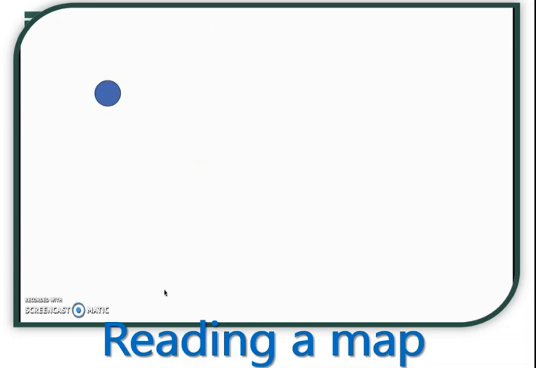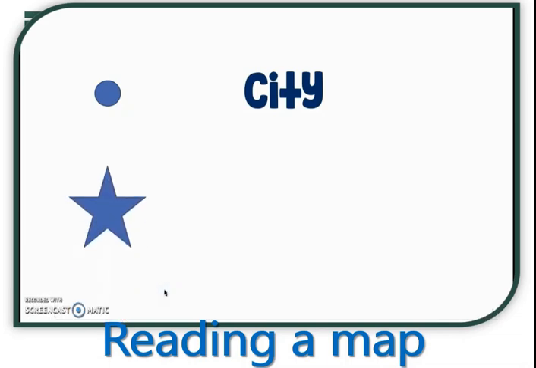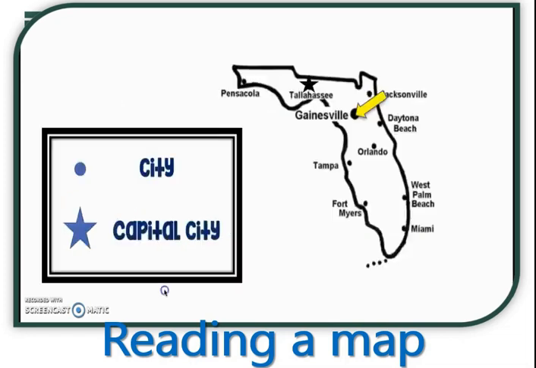Now, there are other symbols that you'll see in a map, like this dot. Sometimes you see maps that have lots of dots. Dots actually stand for cities. And when you see a star on a map, that actually stands for a really important city, the capital city.